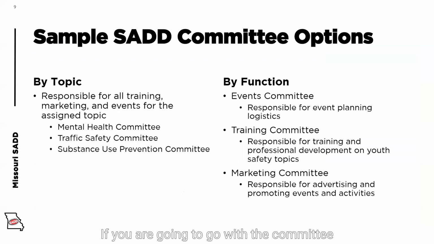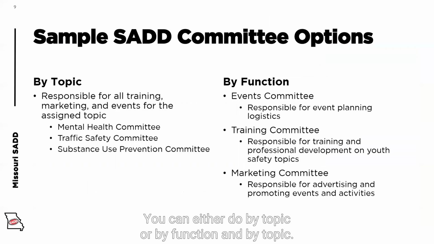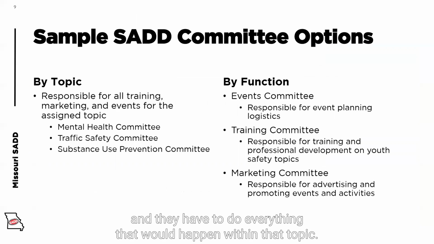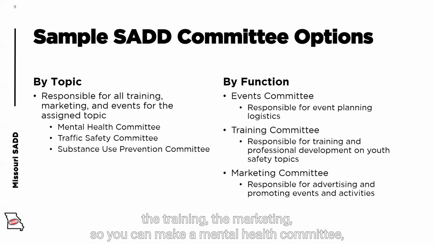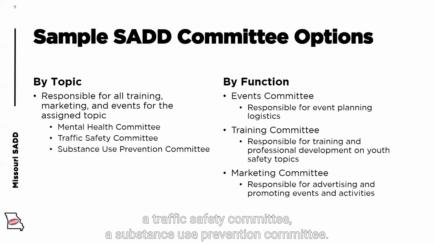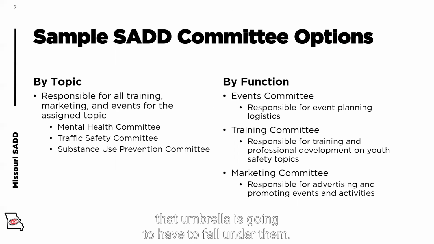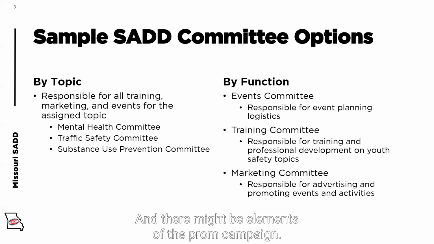If you are going to go with the committee route, there are two different ways you can do this. You can either do it by topic or by function. In by topic, you build committees that are charged with a very specific topic, and they have to do everything that would happen within that topic. So all the programs, the leadership, the training, the marketing. You can make a mental health committee, a traffic safety committee, a substance use prevention committee. Everything that would fall under that umbrella is going to have to fall under them. So traffic safety would be buckle up, phone down, and it would be rock the belt, and it might be elements of the prom campaign. So they're going to have all of those under them, events, leadership, everything.